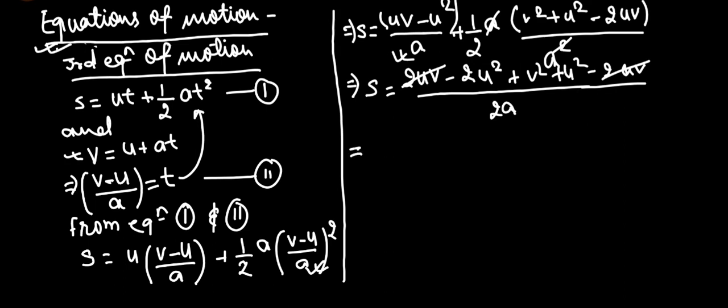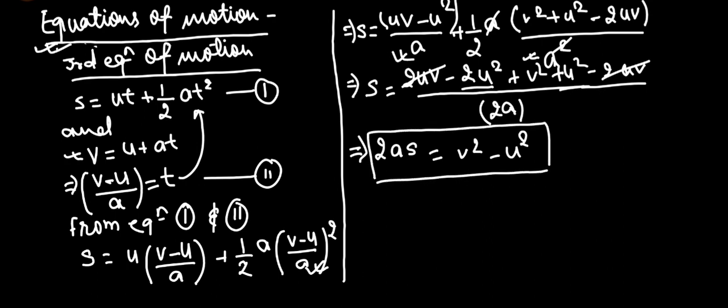So finally we get to the conclusion that if we move this 2a from the denominator to the left hand side, we get 2 into a into s equals, here students we can clearly see we are left with v square, and minus 2u square plus u square equals minus of u square. So this is what we call the third equation of motion, and this is how we derive the third equation of motion algebraically. So I hope you understand the video very well.